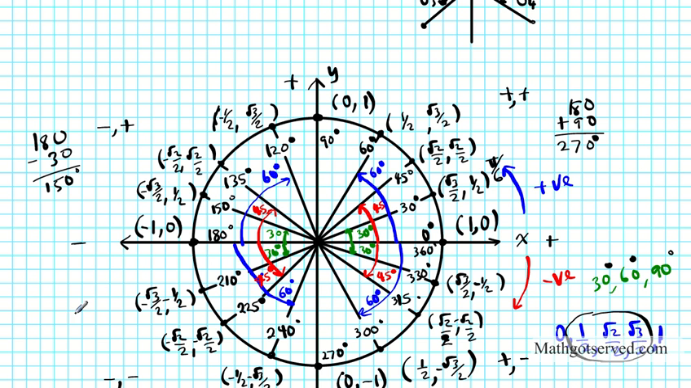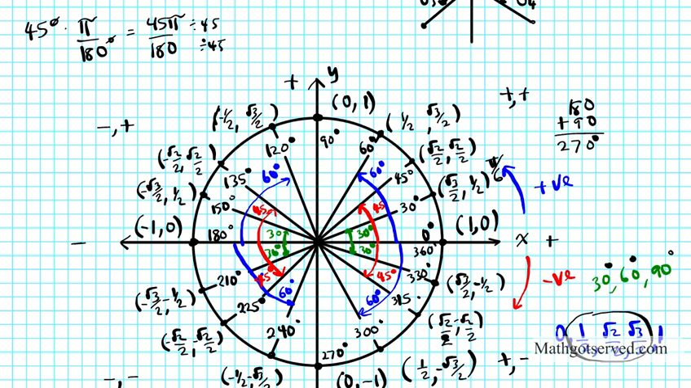How about 45 degrees? Let me work it out here. 45 degrees will multiply by the same conversion factor, pi over 180. All right, the degrees cancel out. 45 pi over 180. And then we divide both the top and the bottom by 45. I'm going to end up with pi over 4 because 45 goes into 180 four times. So this one is pi over 4.